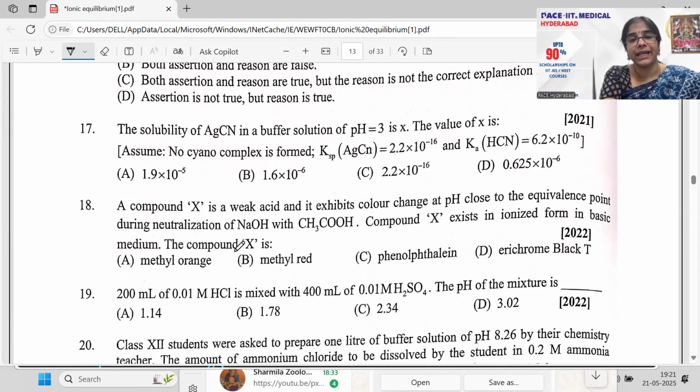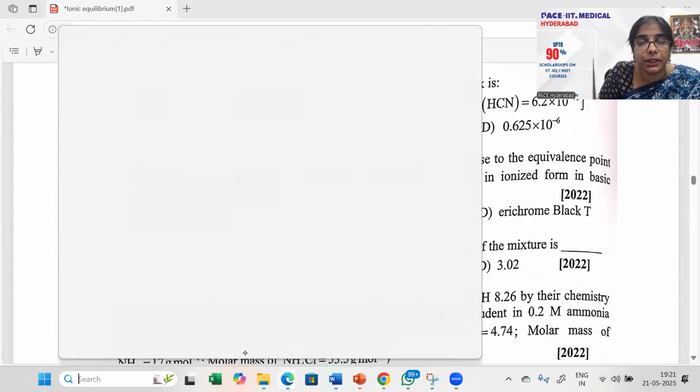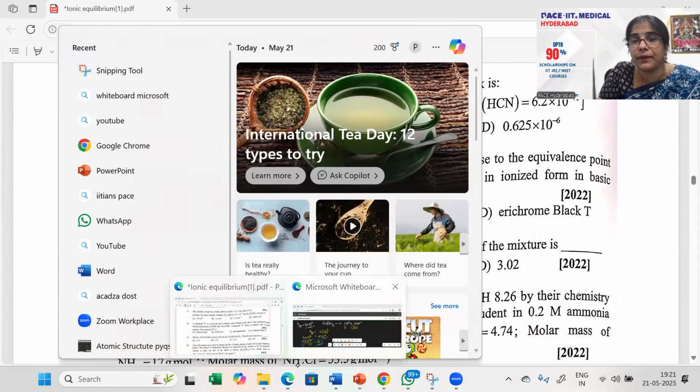Solubility of AgCN in a buffer solution. AgCN का solubility in a buffer solution. pH is equal to 3 given to us. And find the value of x. The value of x के बारे में पूछ रहे हैं हमसे, right? ये तो हुआ साइनो कॉम्प्लेक्स दे दिया है यहाँ पे. And yeah, let us go with the question. I will open up my board here for you. All right, yeah.